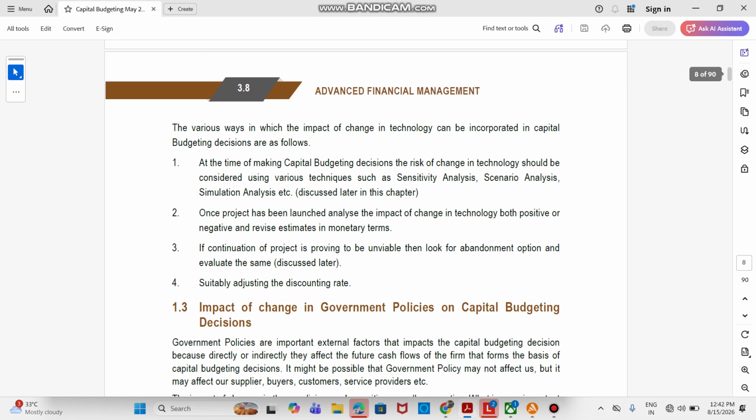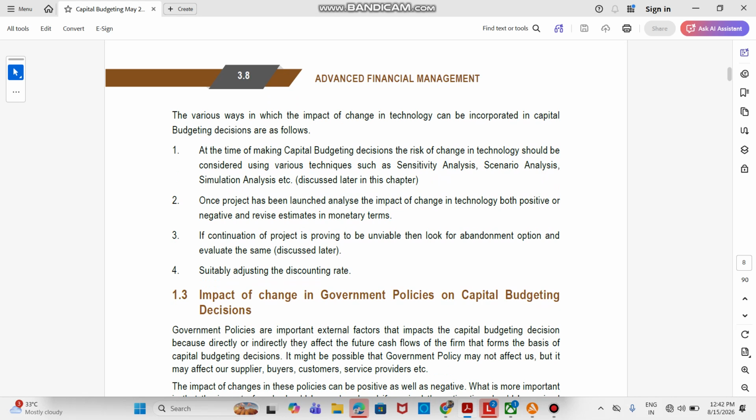The first one is, at the time of making capital budgeting decisions, the risk of change in technology should be considered using various techniques such as sensitivity analysis, scenario analysis, and simulation analysis, etc. Next, once the project has been launched, analyze the impact of change in technology, both positive and negative, the pros and cons, and revise estimates in monetary terms. Next, if project continuation itself is proving to be unviable, that is, the project will not even reach the break-even point, then look for the abandonment option and evaluate the same. Lastly, suitably adjust the discounting rates. This is the answer to what are the various ways in which the impact of technology can be incorporated in capital budgeting.